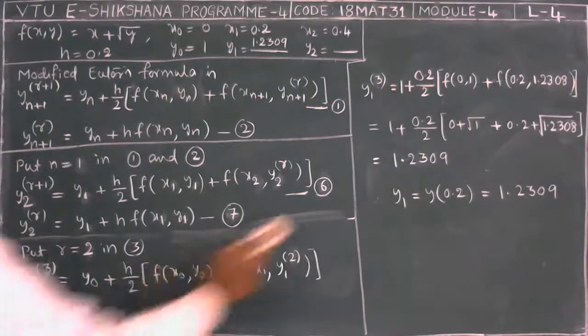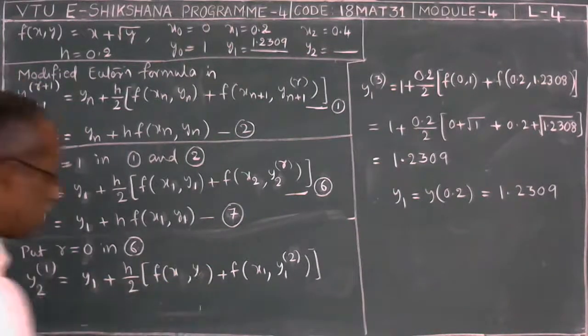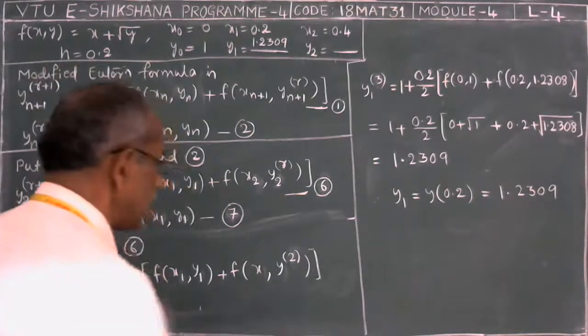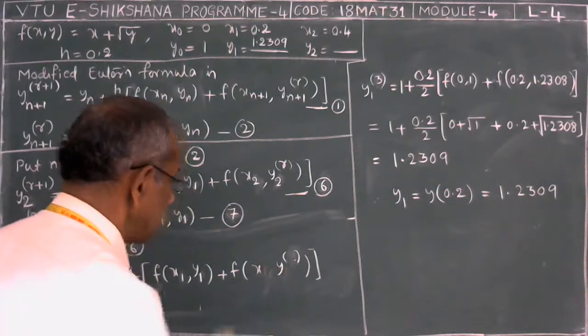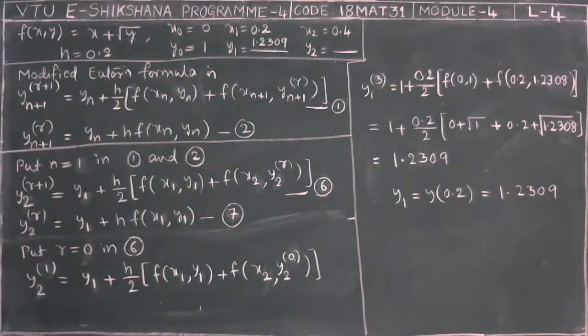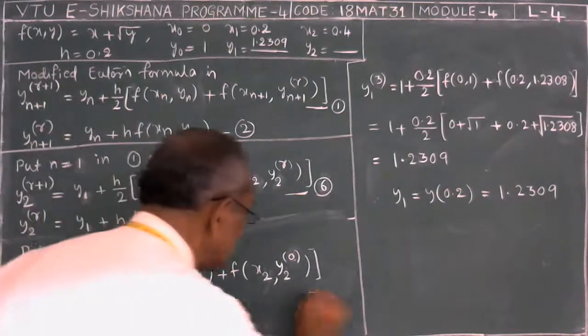Okay, so now put r is equal to 0 in 6. So what do we get? y2 1 is equal to y1 plus h by 2 f of x1 comma y1 plus f of x2 comma y2 0. Call this as equation number 8.